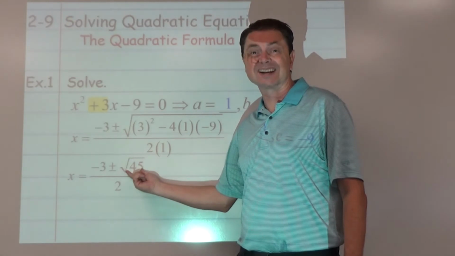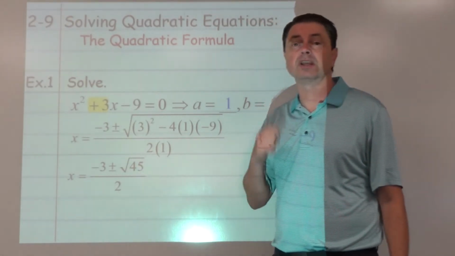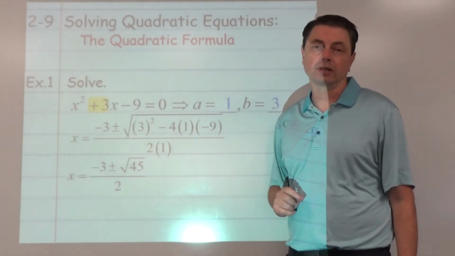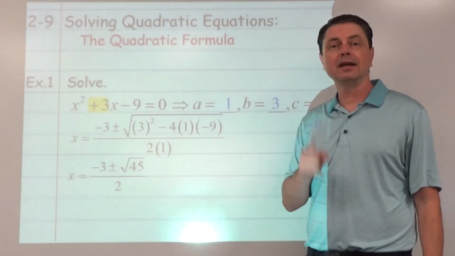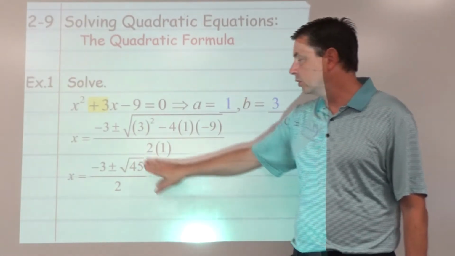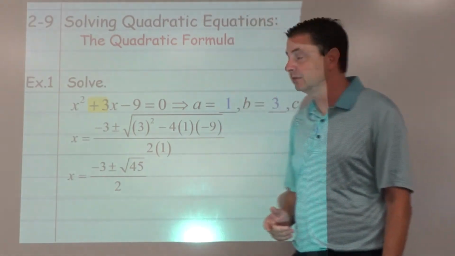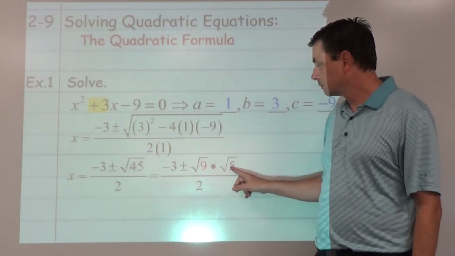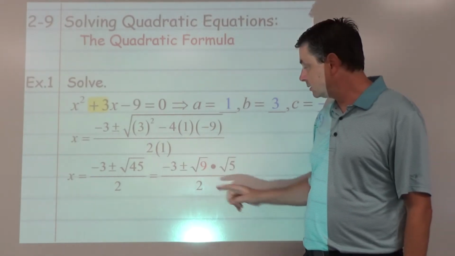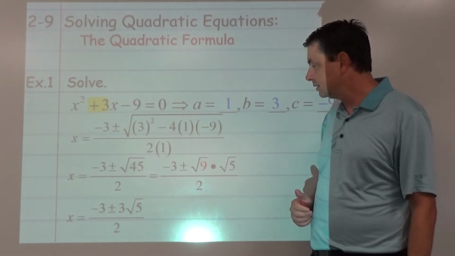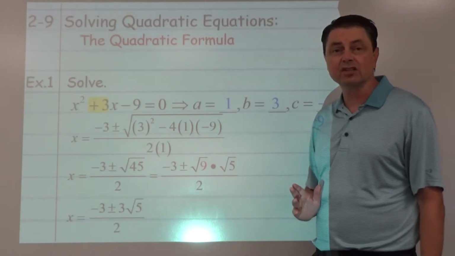Remember our practice on simplifying square roots. We're looking for a perfect square that is a factor of the 45, like 9. 9 is. So we want to break that up into square root 9 times square root 5. And then take the square root of 9, that's 3. I think that's as far as we can go.